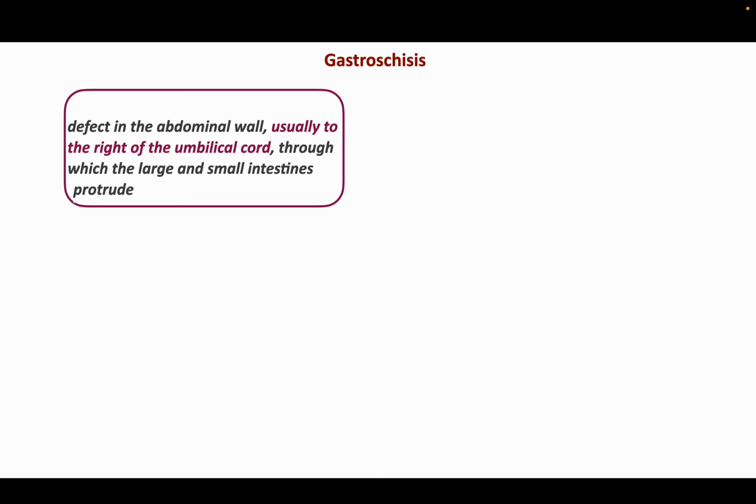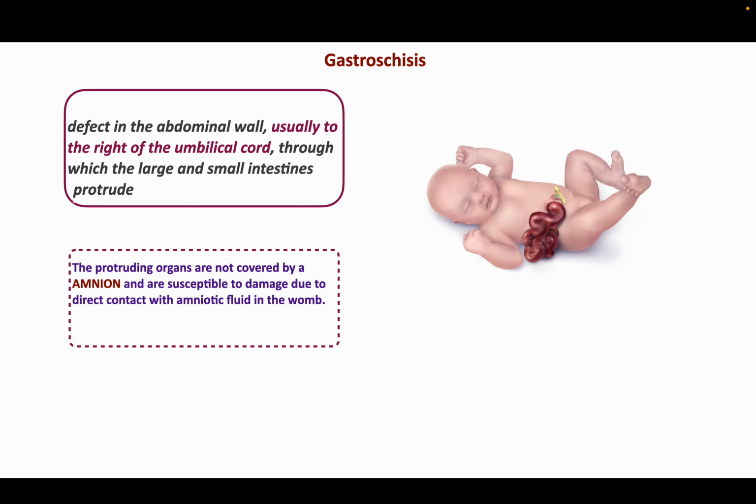So what is this? This is a defect in the abdominal wall, usually to the right of the umbilical cord. That was in the center; the omphalocele was in the center of the umbilical cord. But here, what is important is that it is normally right of the umbilical cord, through which the large and small intestine protrude. The protruding organs are not covered by amnion, meaning they are not covered by any membrane. What we discussed in omphalocele is that it was covered by a membrane which includes the amnion, Wharton's jelly and parietal peritoneum. Once the intestines are open, they are susceptible to damage due to direct contact with the amniotic fluid in the womb.